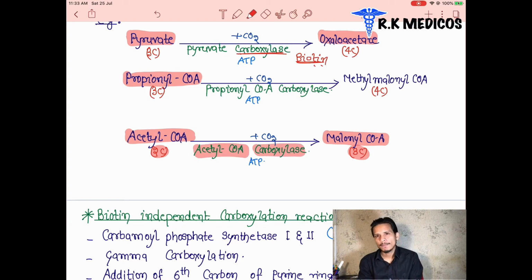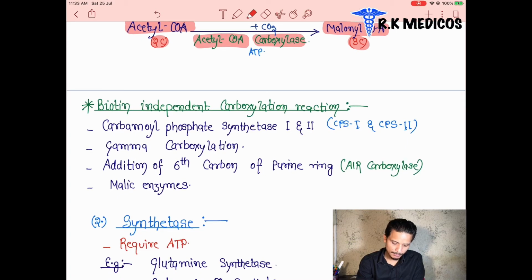Carboxylase, why? There is a carboxylation, addition of one carbon. Propionyl CoA carboxylase, addition of one carbon, ATP, and in all the reactions biotin is used. Next we can see the biotin independent role. The biotin independent carboxylase reactions. In some reactions the biotin is not required for the carboxylation reactions.